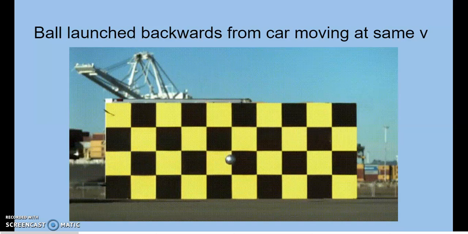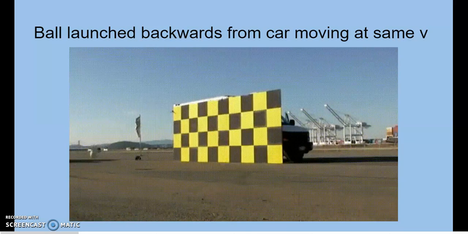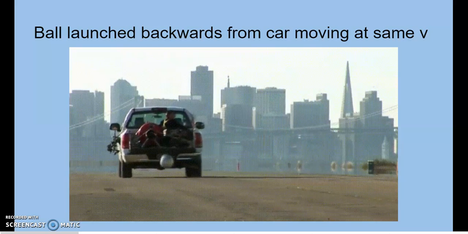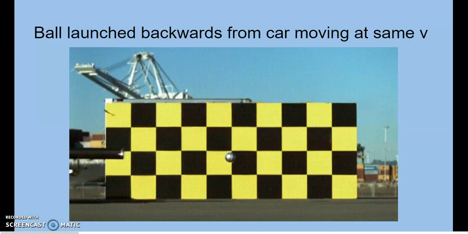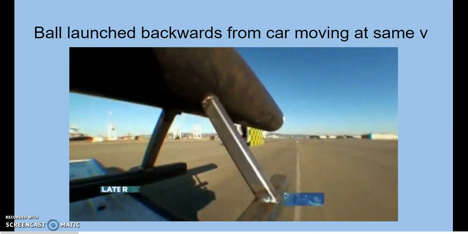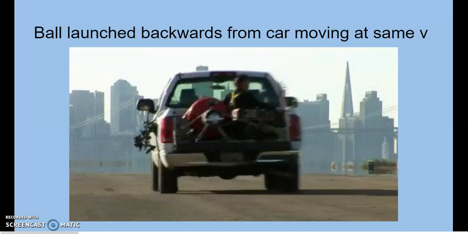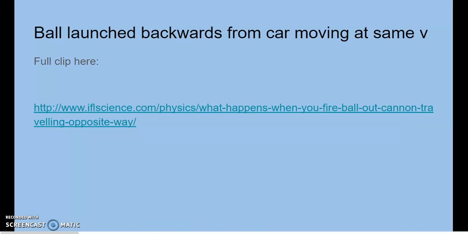Take a look at this. This is really worth checking out in greater detail. We have a car that is launching a ball backwards. I think I've shown you something like this before, but the car is moving to the left with a certain velocity and it moves the ball backwards with the same velocity, and the ball just drops straight down. I urge you to take a look at the full clip of this from Mythbusters, and you can look it up on IFL Science. And the topic is what happens when you fire a cannonball out the opposite way of a moving vehicle.